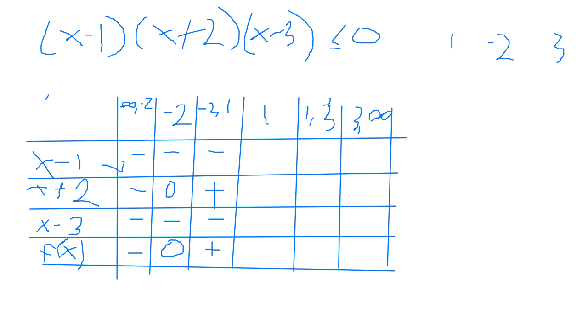Okay, good. And let us take 1. When I put 1 at x minus 1, I'll get what? 0. And when I put 1 at x plus 2, I'll get what? Positive. If I put 1 at x minus 3, I'll get what? Negative. So 0 times positive times negative will give me what? 0, because there's a 0 here, so when you multiply, you're going to get 0. Can you see that? Yes.